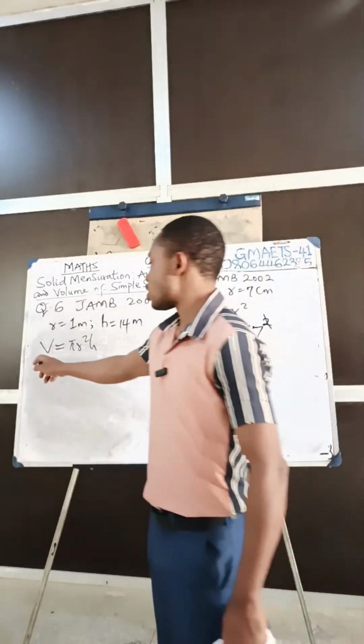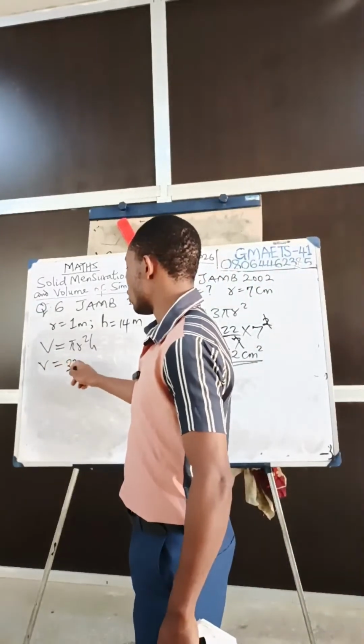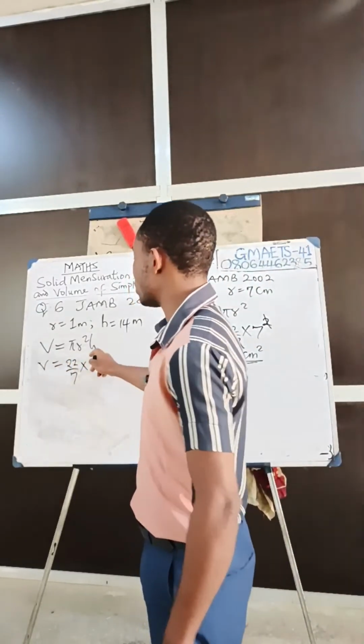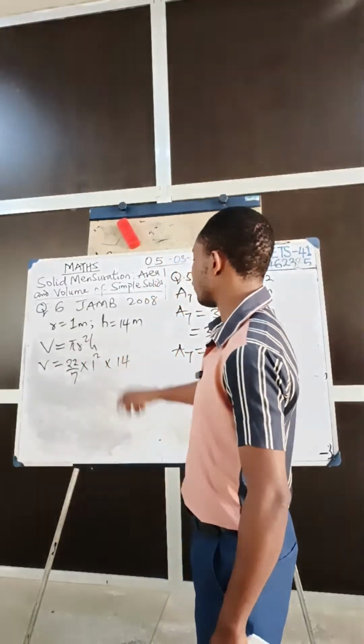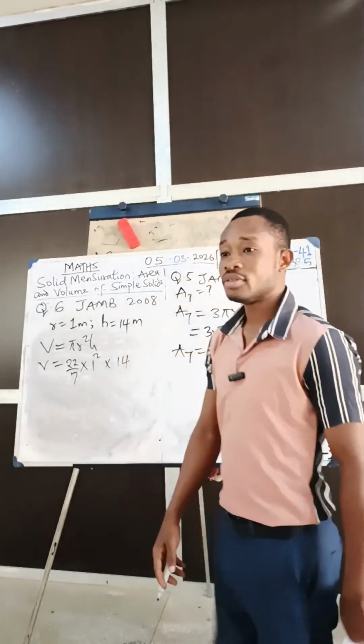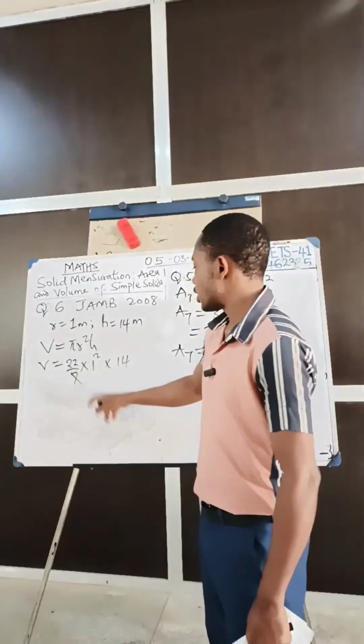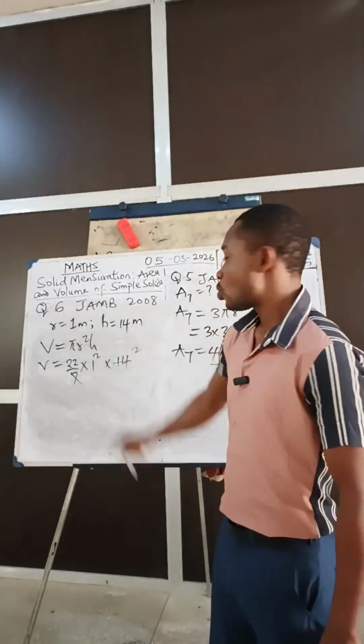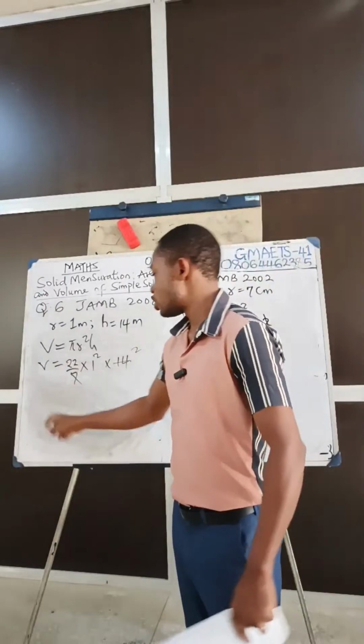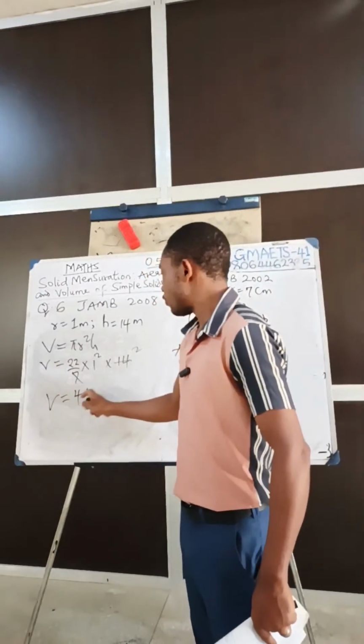So all you have to do is to substitute 22/7 times the radius 1 meter squared times the height 14. Is that not so? 7 can divide here, you get 2. 1 squared is 1. 2 times 22 will give you what? 44.